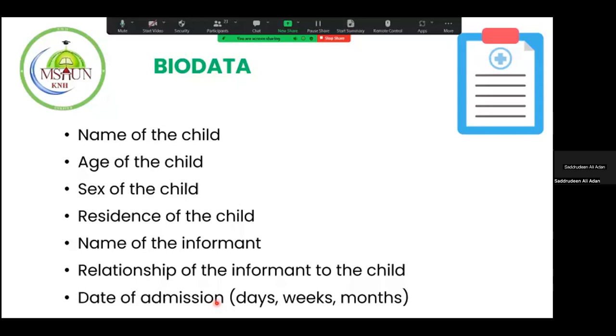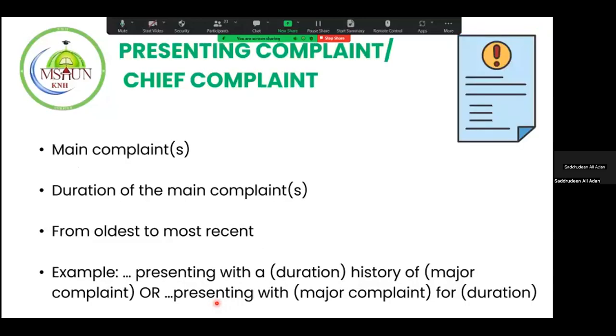Next, you go to the presenting complaint or the chief complaint. You just list the main complaint, or if there are several, the main complaints, and also the duration of each, from the oldest to the most recent. For example, you can say presenting with a history of cough for 2 days. Presenting with a loose stool for 5 days or 5 weeks. So it's just a short complaint and also the duration. Start with the one that is oldest, to the most recent.